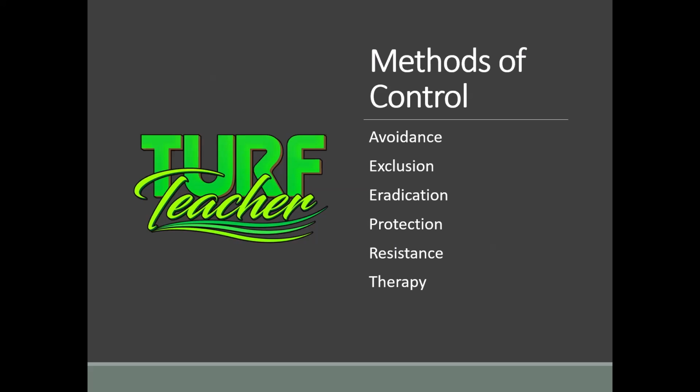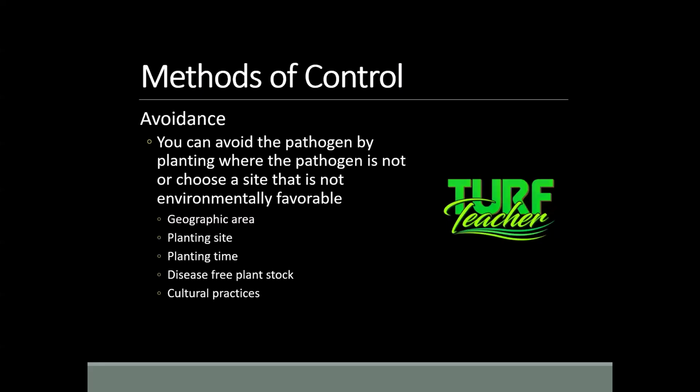And then therapy is basically using a fungicide or an insecticide to get rid of the insect that's carrying the pathogen. So that's when we're basically using a chemical. So with avoidance, you can avoid the pathogen by planting where the pathogen is not, or choose a site that is not environmentally favorable. Now, this first one right here really gets to me.